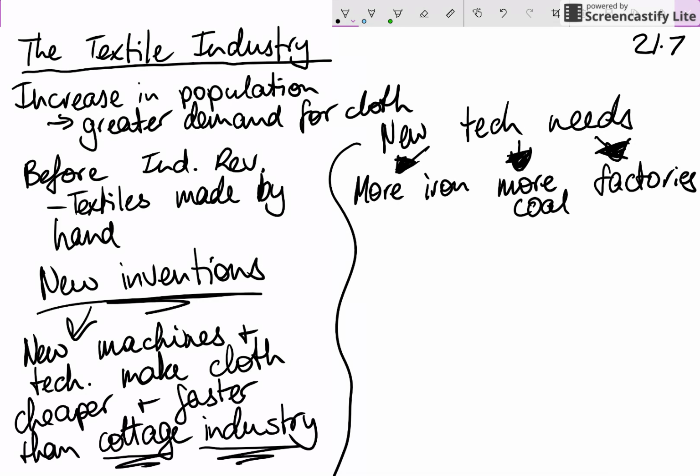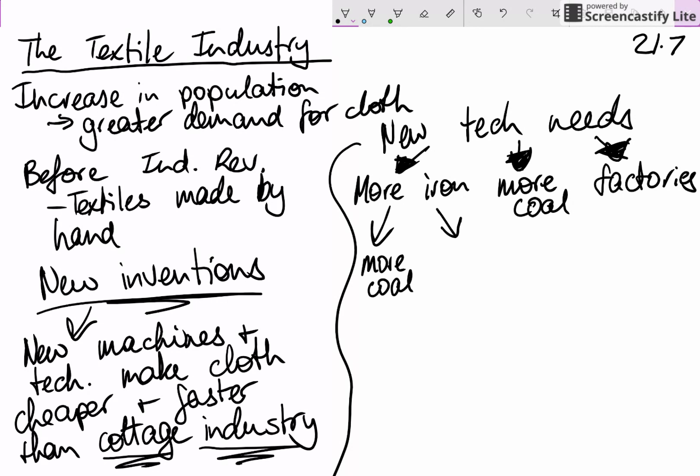To get more iron, you need more coal. Because remember, we have steam-powered pumps that have been invented now to pump out mines so you can dig deeper and get more stuff. So it's a little bit of a vicious cycle. I need more iron, which means I need more coal. But I need more coal for other things too. Coal is important, all right? So we are going to have some arrows going to different places here.